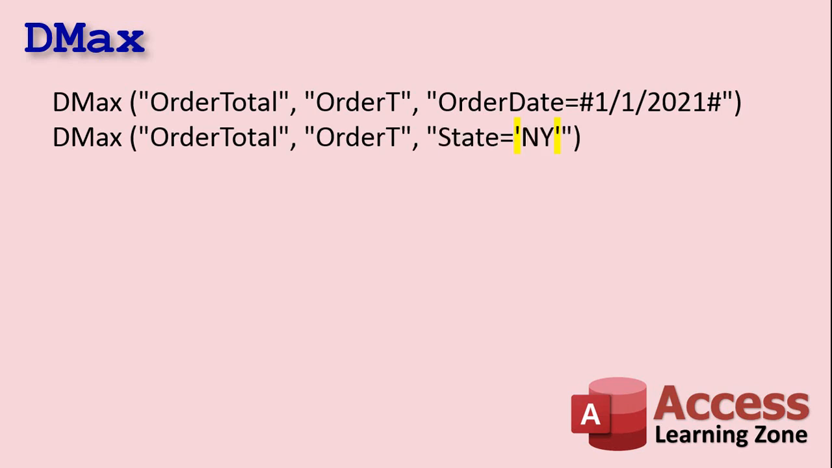Here's another one. Now, if your criteria involves a text string, you have to make sure you enclose it in either double quotes or single quotes. All right, so this one says, find me the largest order total from the order T where the state equals New York. So of all of my orders from New York, find the largest one. Now, I highlighted the single quotes there because they're difficult to see when they're next to the double quotes. But I don't like using single quotes. I know in SQL Server and stuff like that, you have to use them. But in Access, I try to use double quotes. So that becomes this.